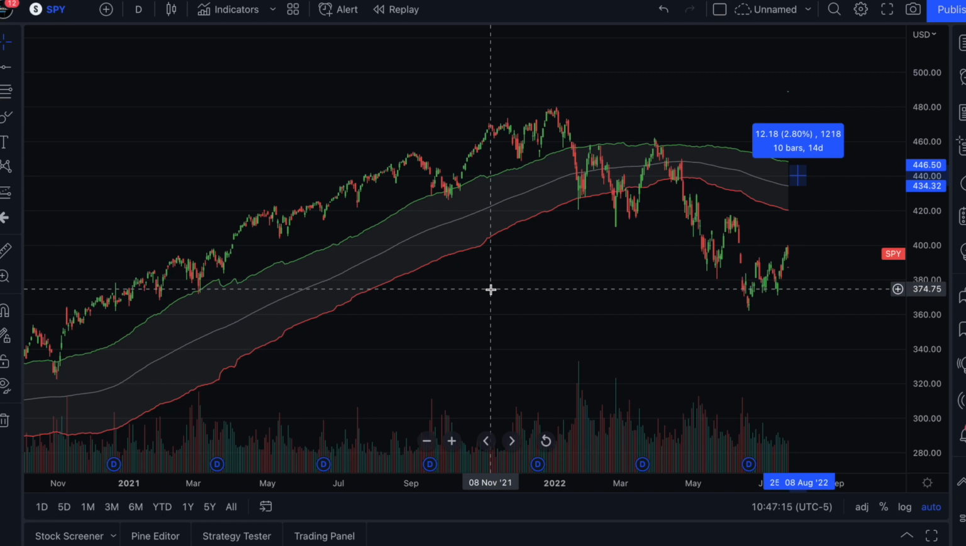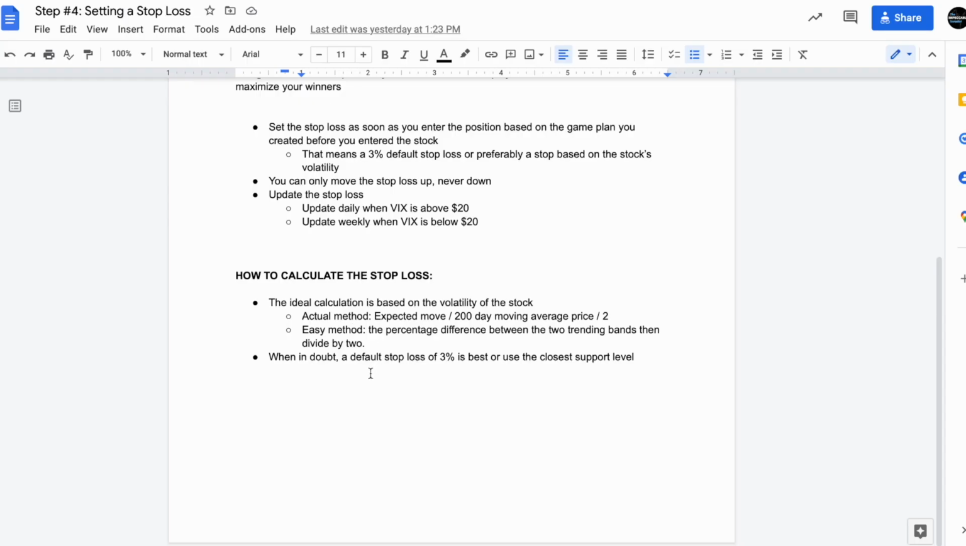Now, there is a caveat I have to say that I realized I did not include here. So again, you're going to calculate the stop loss, but let's put the caveat here: max stop loss of 3% if the calculation is less than 3%. So basically, you do the calculation to determine the volatility, which is basically this band.